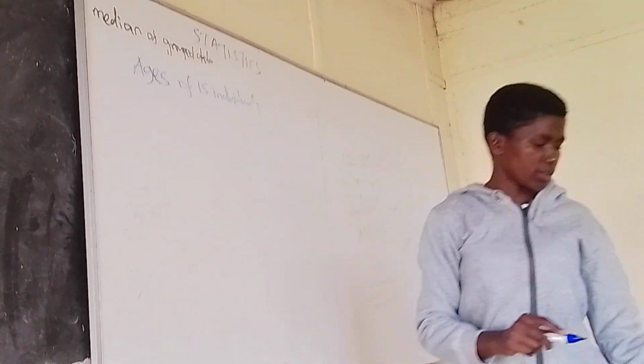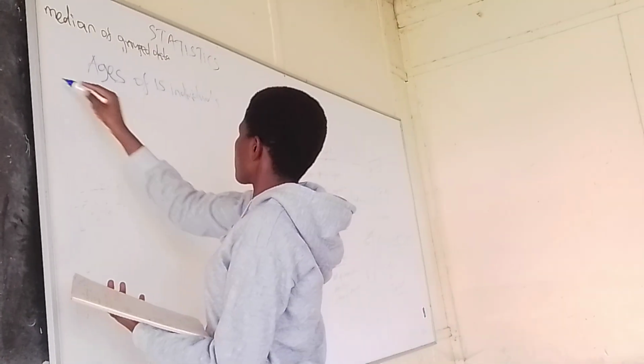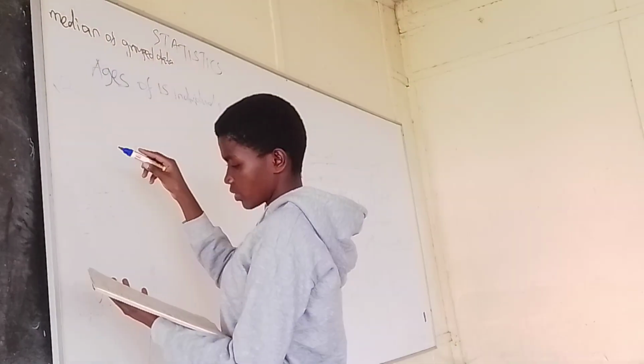I'm going to look at another example. Here the information I'm given is the ages of 15 individuals.